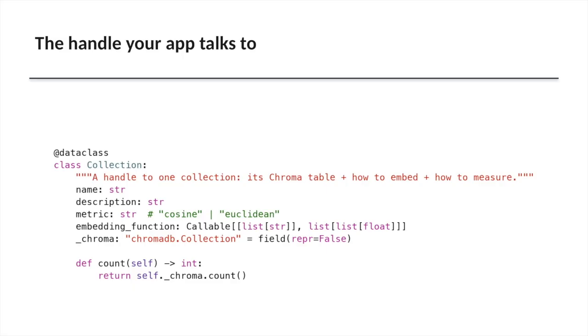What does create collection give you back? A small data class. A handle. It carries the name, the description, the metric, the embedding function, and, behind an underscore, the Chroma collection object itself. That underscore is a promise. Your application talks to the handle, never to Chroma directly. The abstraction layer, in one field name.